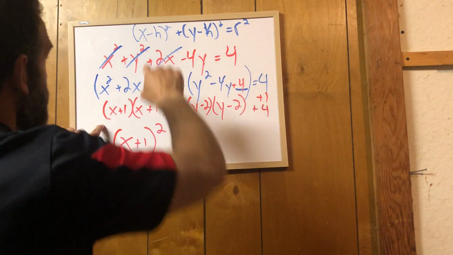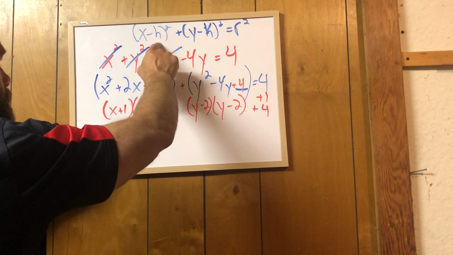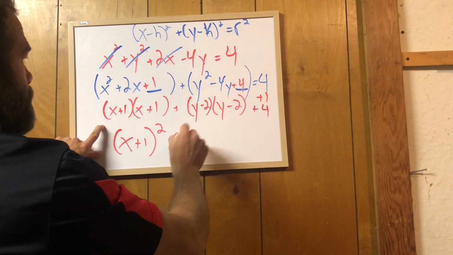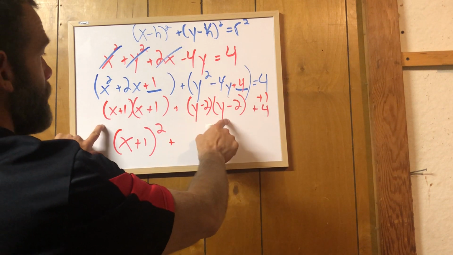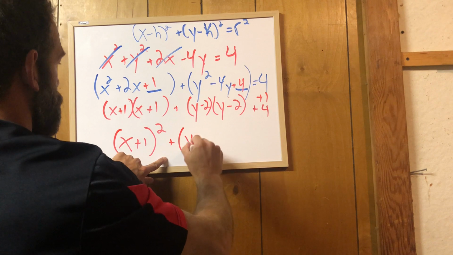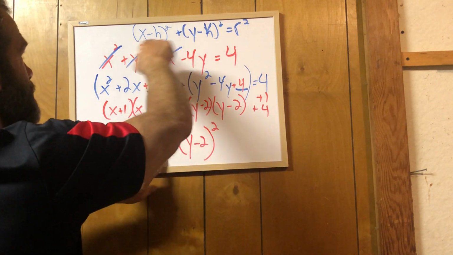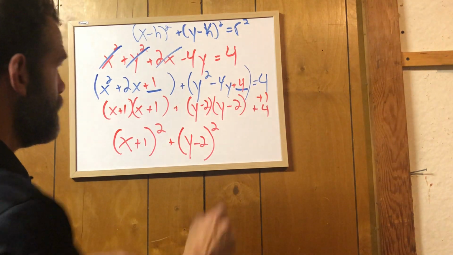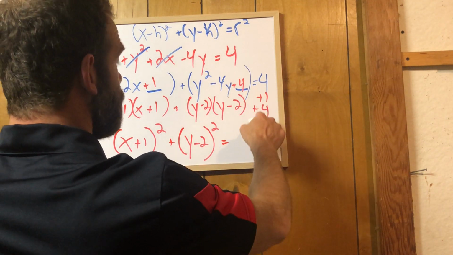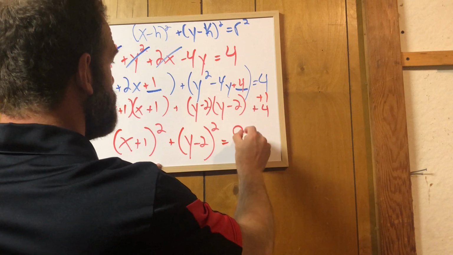Oh, look at this, dude. Look. It's getting to be the same now. Plus, instead of saying I have y minus 2 times y minus 2, I have y minus 2, but I have this do twice. Look, it's getting to look like the equation of a circle now. Equals 4 plus 4 is 8 plus 1 is 9.